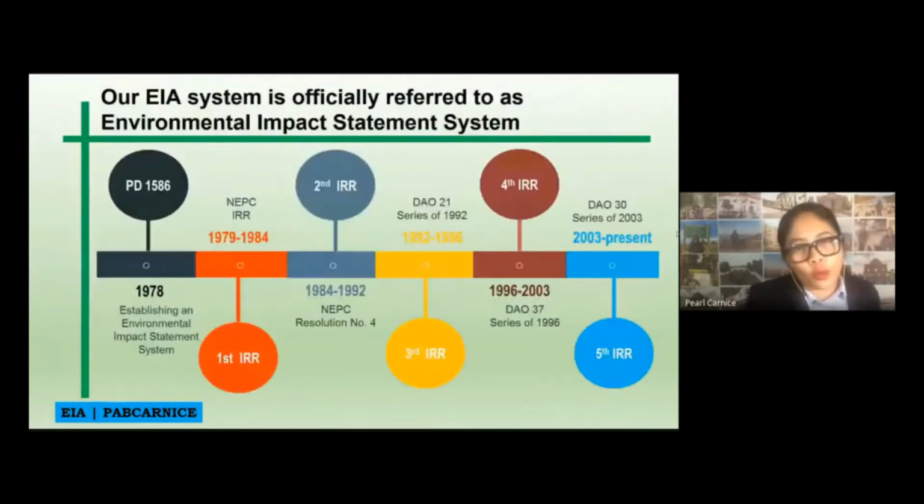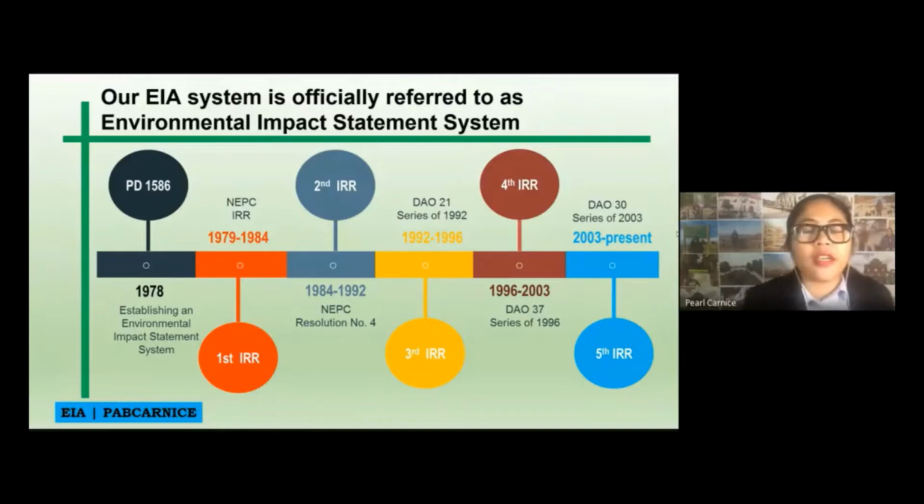If we are going to put it in a timeline, this is actually the timeline of our environmental impact statement system. We started with PD 1586, which is in 1978. We established an environmental impact statement system. And then in 1979 to 1984, we established the NEPC IRR, which is the first IRR.